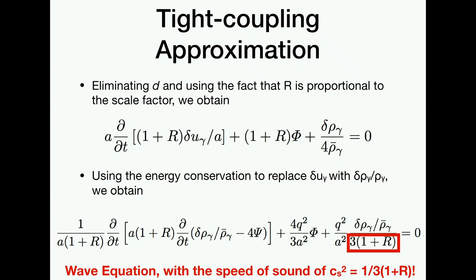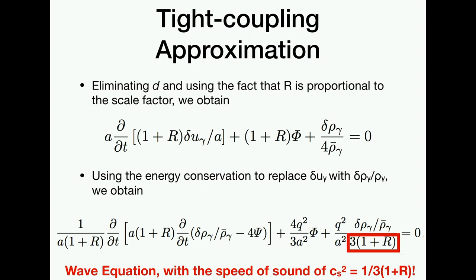So once again, this is what we got from tight coupling in the momentum. This is what we get after replacing this with the photon density using energy conservation. And you get some complicated thing. And you have here the term that has Q squared, so Laplacian, times density divided by 3 times 1 plus R. Okay? All we did was to combine energy conservation for photons and baryons and momentum conservation for photons and baryons. We have now a single equation that describes photon density perturbation with reduced sound speed. Remember that the photon fluid has a sound speed of 1 over square root of 3.